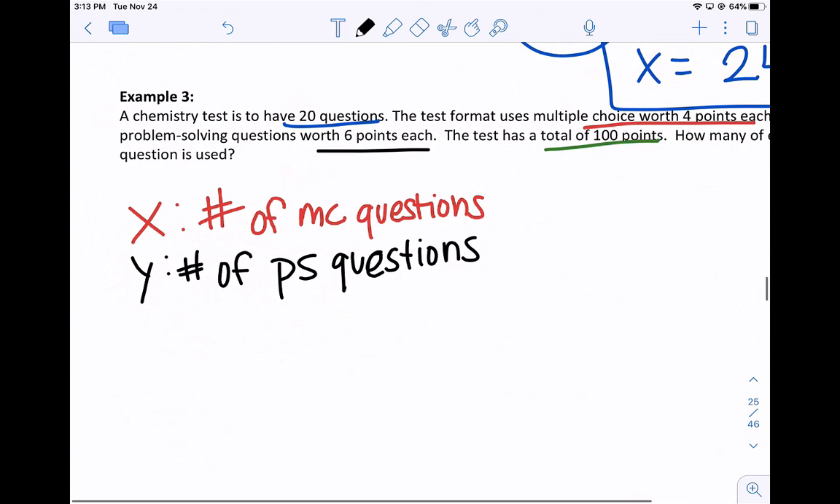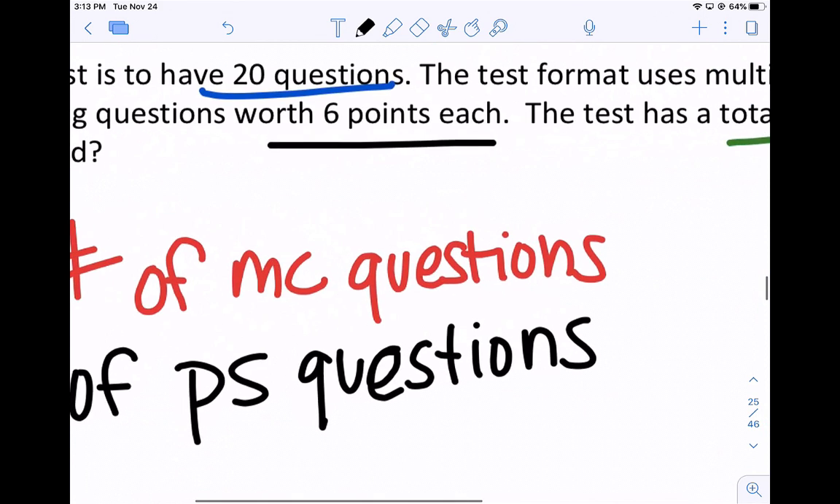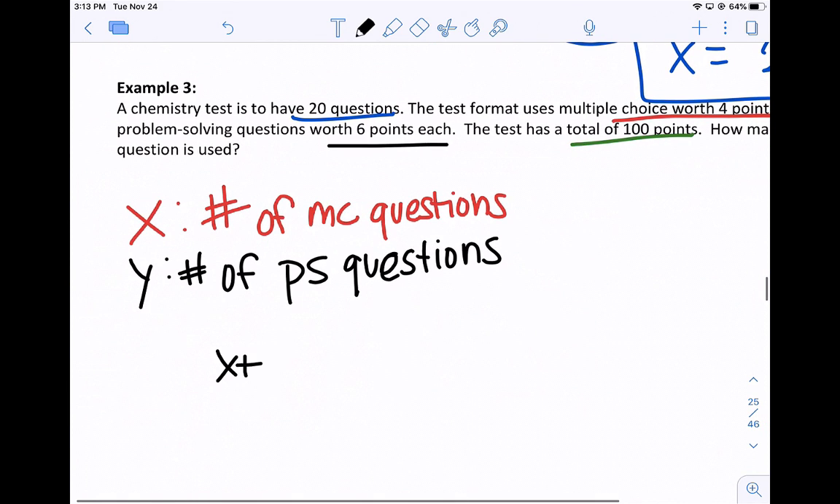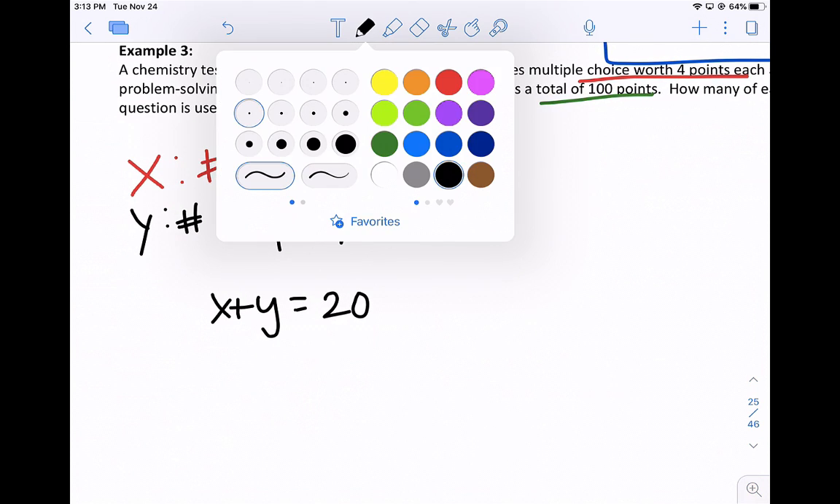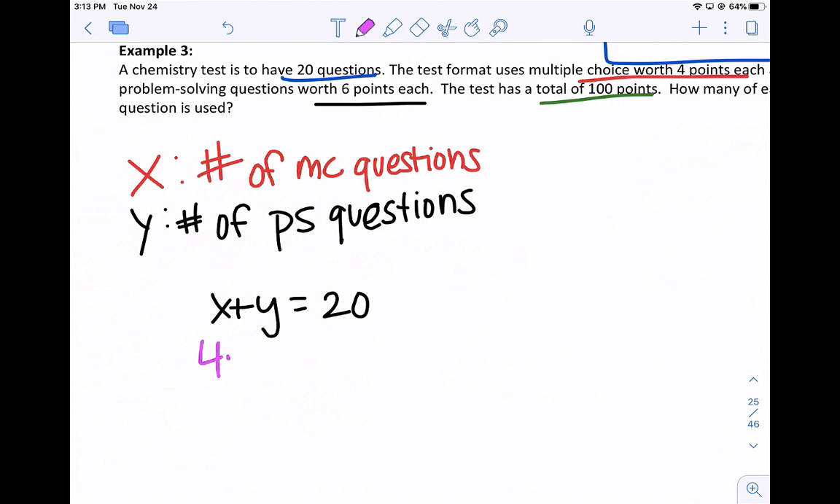And then we have two types of equations. One is number of questions, and one is number of points. All right, so the number of questions, there's 20 questions. So I can say X plus Y equals 20. The number of multiple choice questions plus the number of problem-solving questions is 20. And then the next is the point value. I know the test is worth 100 points, but it's 4 points for every multiple choice question. It's 6 points for every problem-solving question. In total, that's 100 points. So this is my system.